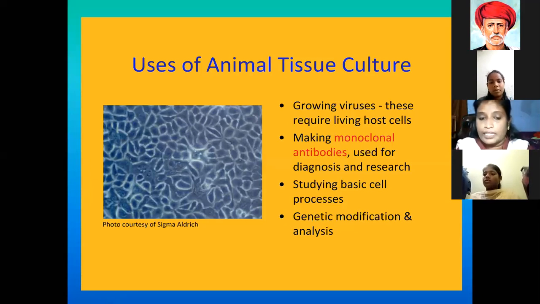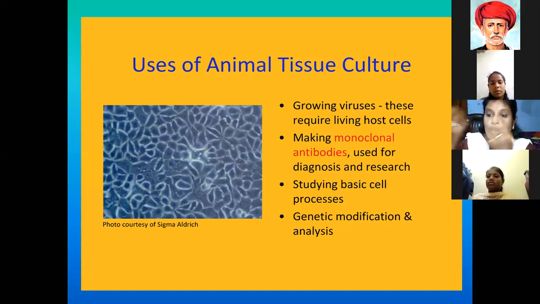Inside animal tissue, viruses also grow. So many viruses enter our body, and the tissues also allow viruses and any microorganisms to grow. They require living host cells. Host cells means ఆధారపడి ఉండేటువంటి cells, that means it requires living host cells.